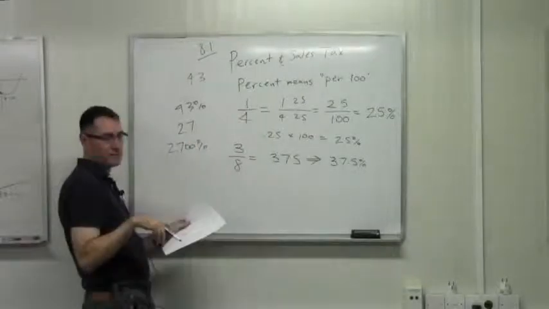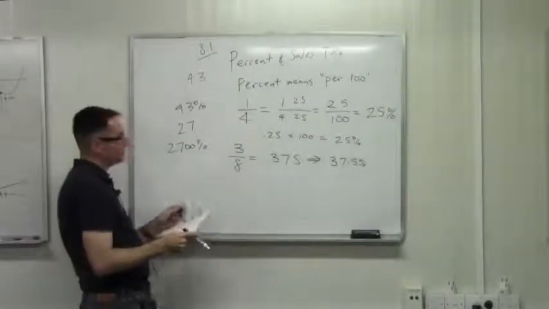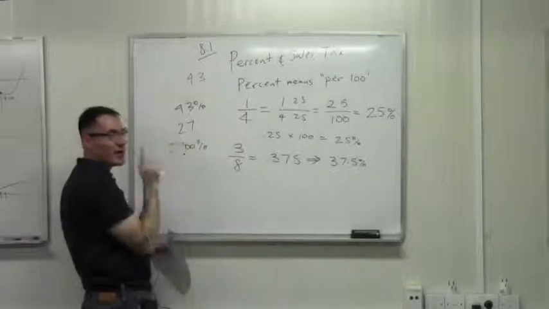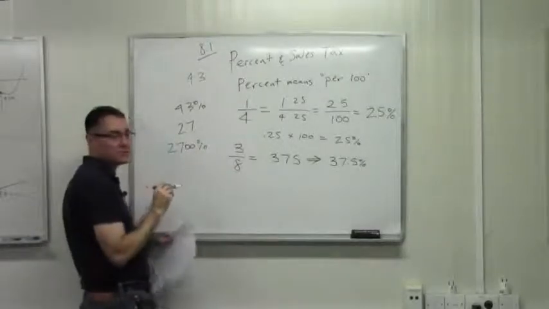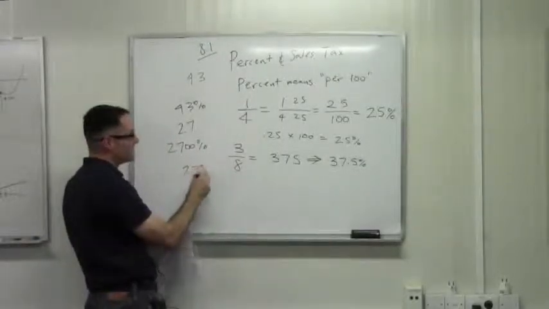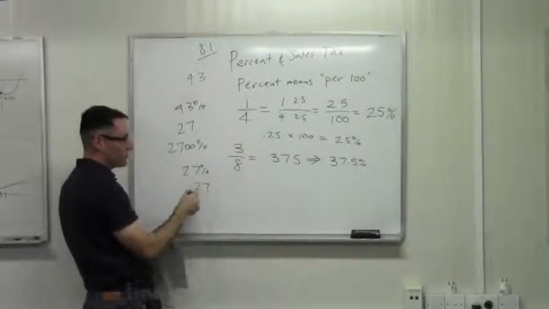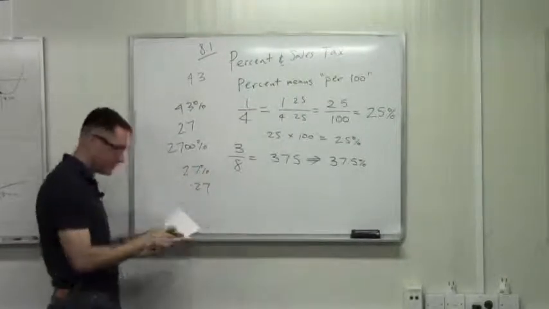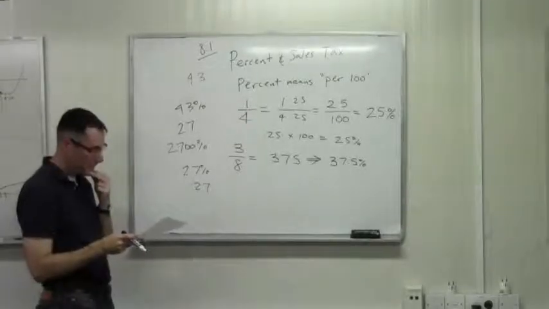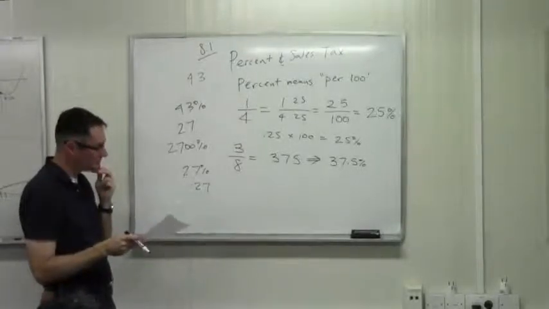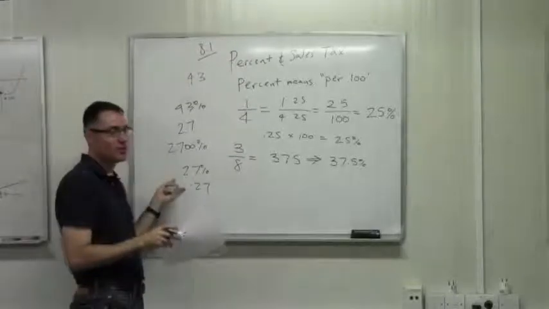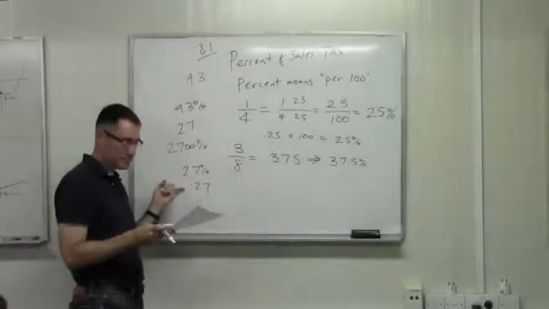2,700%. All right. If you see something that's 27% interest, what is that in decimal form? 0.27. You go backwards by dividing by 100. Okay? It's the exact opposite. To go backwards from a percent to a decimal, you divide by 100.